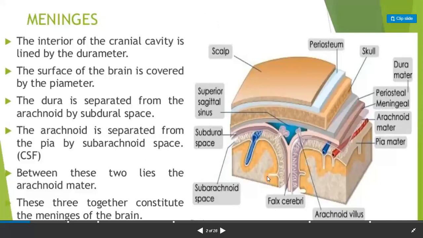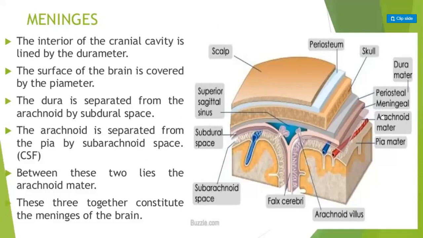Basically, when you see from the scalp region, this is the skull bone over which we have the scalp with its 5 layers. Below the skull bone, we have the meninges, which are basically 3 layers. The outermost meningeal layer is called dura mater. Then the middle meningeal layer is arachnoid mater. The innermost meningeal layer is pia mater.